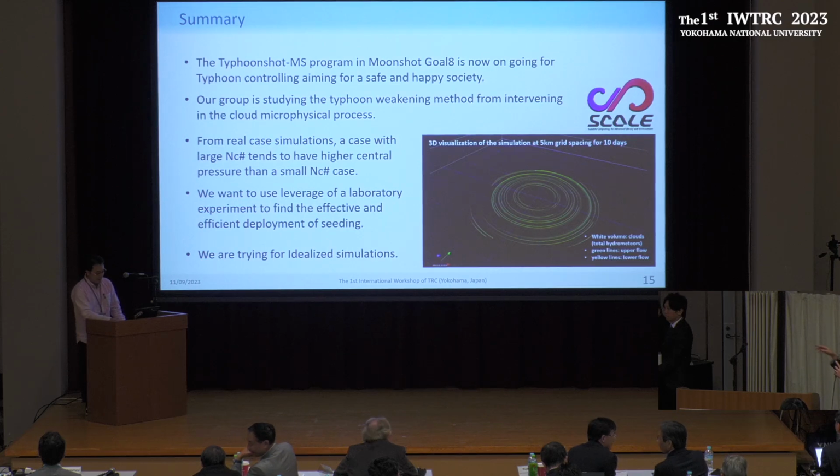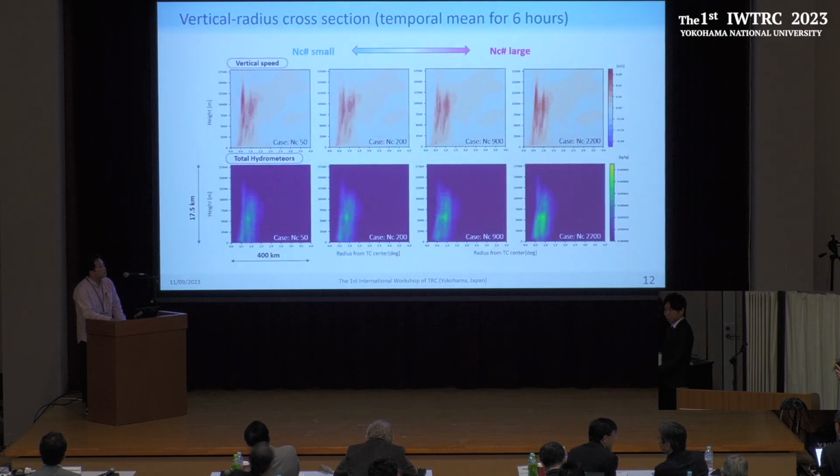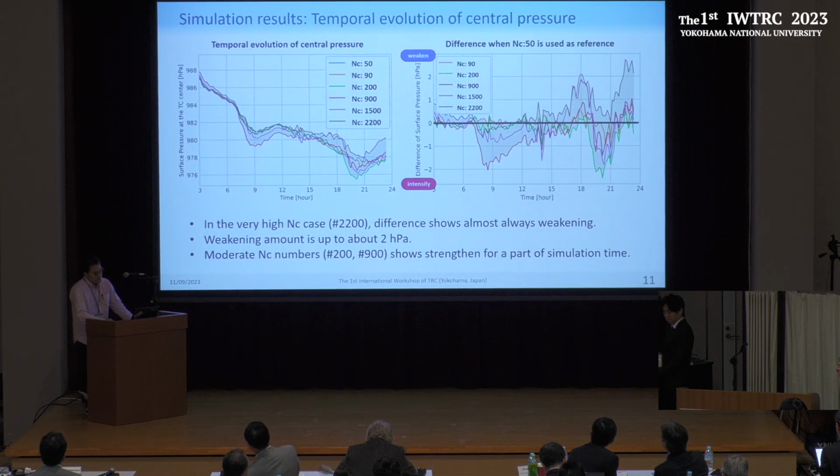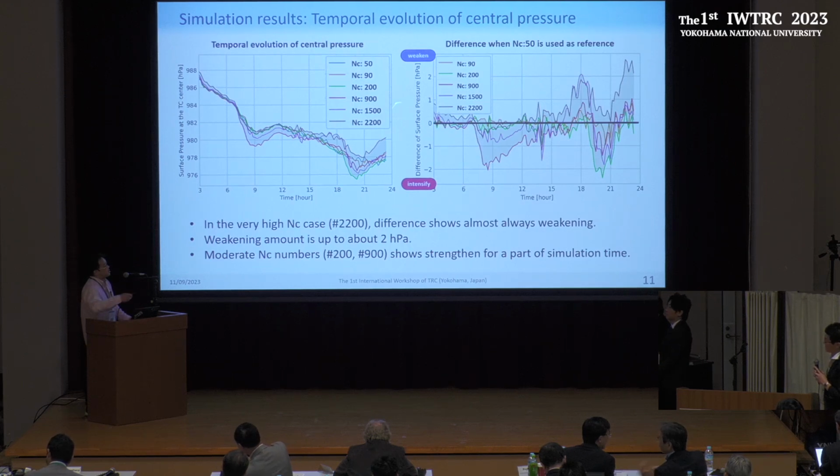Can you show us the temporal evolution of central pressure in the numerical simulation? The previous one. Yeah, this one. They fluctuate irregularly, is that correct? Yes, not linearly. If you see this left-hand side one, you can't find linear reactions by changing these NC numbers, so it's pretty difficult. But maybe we can find some good response by changing the areas or the timing for increasing the NC numbers. I see.